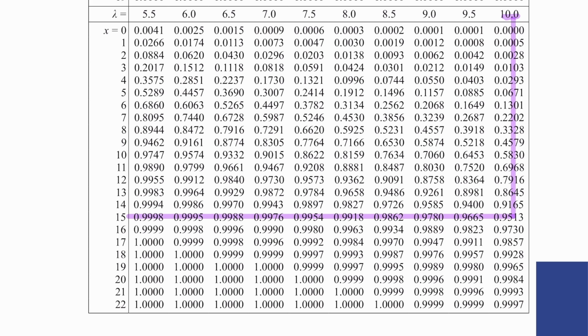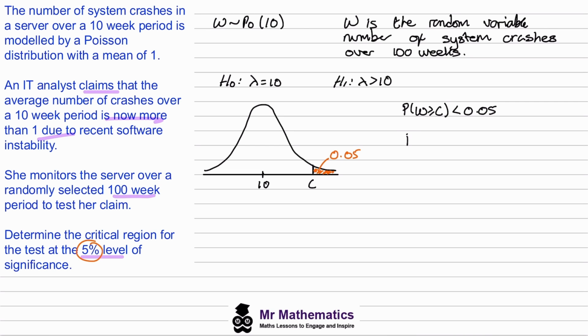So if we go back to our notebook, the probability of W being less than or equal to 15 is 0.9513. But we want the probability of the critical region being greater than, so we're in this region. So we're looking for a probability of W being greater than or equal to 16, which is 1 minus it being less than or equal to 15. So 1 minus 0.9513. And when we work this out, we get 0.0487. Okay?